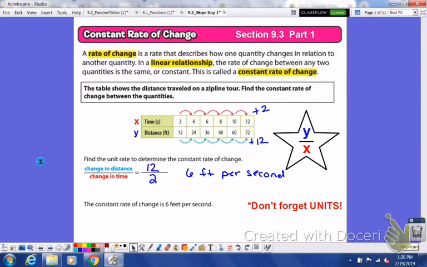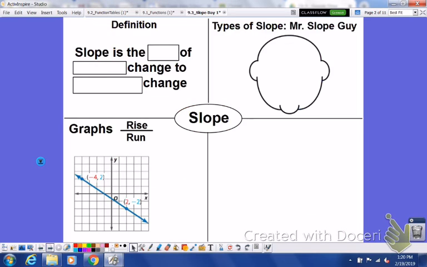So if we look for our constant, given a table, we just want to see what are we adding to the x values and what are we adding to the y values. Always do y divided by x, not x divided by y. And notice, don't forget your units. Your constant rate must have a unit.